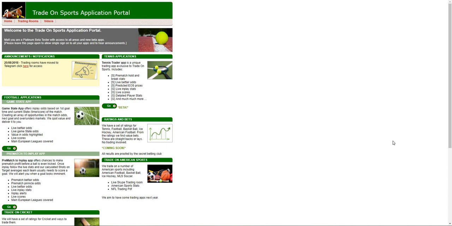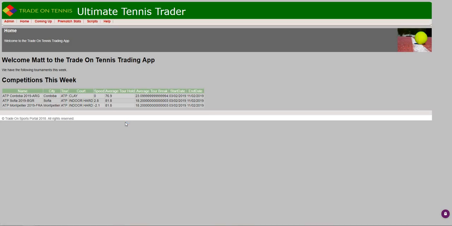We're going to be showing you the Tennis Trader Gold application. That's our tennis trading software here at Trade on Sports. So we click on the tennis link and it takes us to the home page. Here we just have some basic information about the weekly tournaments, the surface speed, average tour hold, average tour break, and the start and end date of the tournament.